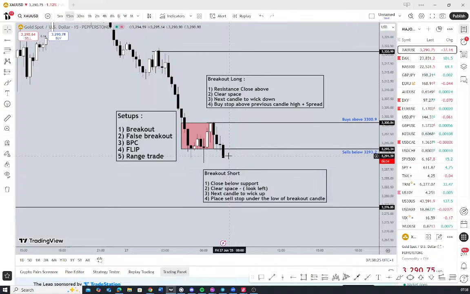So yeah, let's see what's happening. Now, I've got 7 minutes left for this candle to close, and it might mean that it's going to go without me. And if it does, it does.